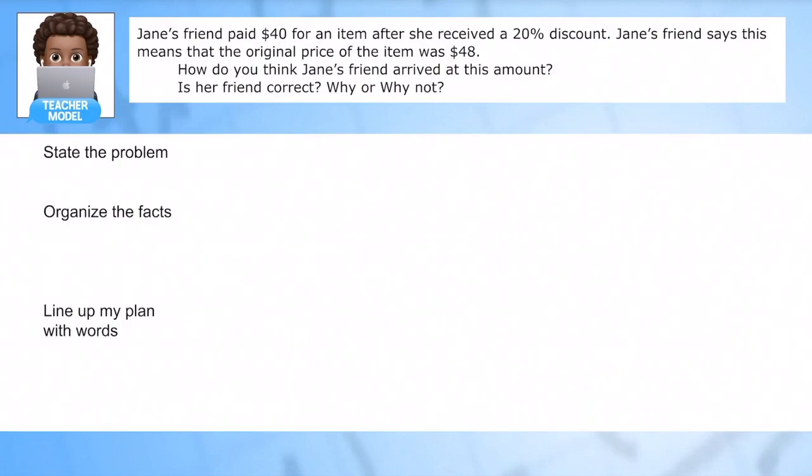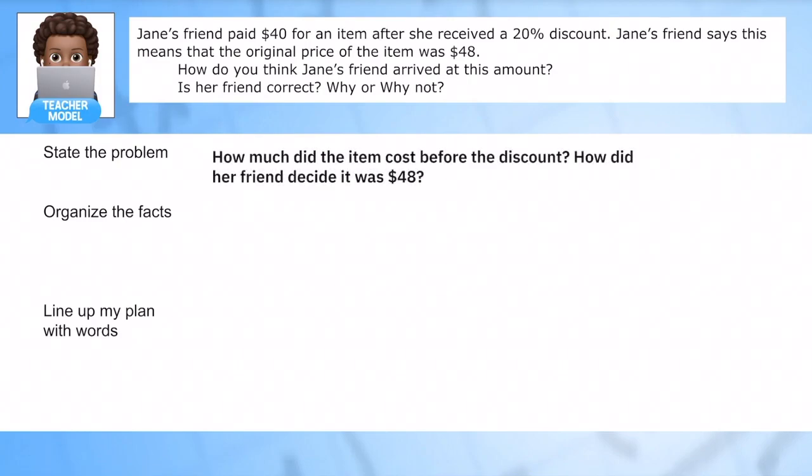Here's our first challenge problem of the day. Jane's friend paid $40 for an item after she received 20% off as a discount. Jane's friend said this means the original price of the item was $48. How do you think Jane's friend arrived at this amount, and is her friend correct? Why or why not? So what we want to know is how much did the item cost before the discount, and how did her friend decide that it must have cost $48?